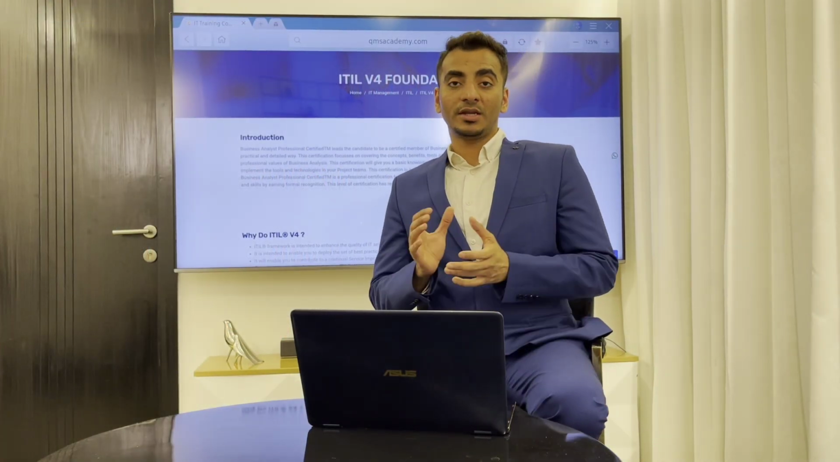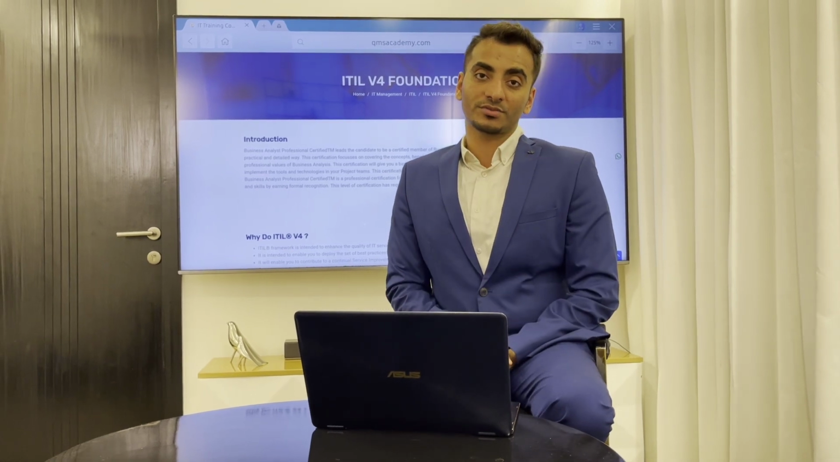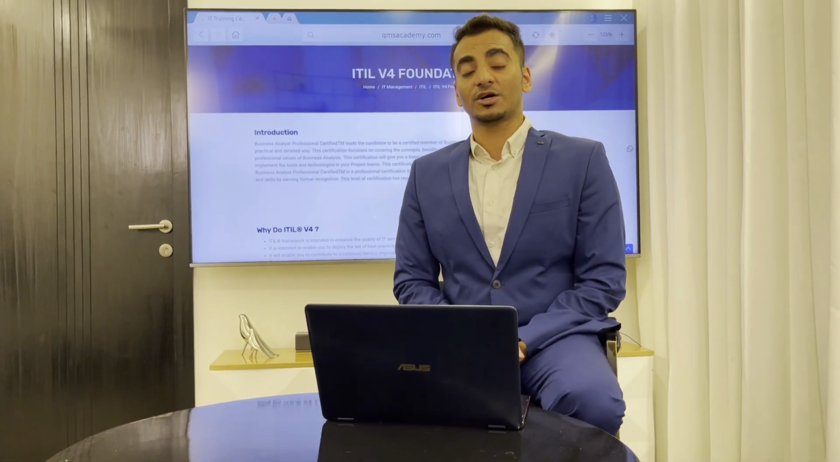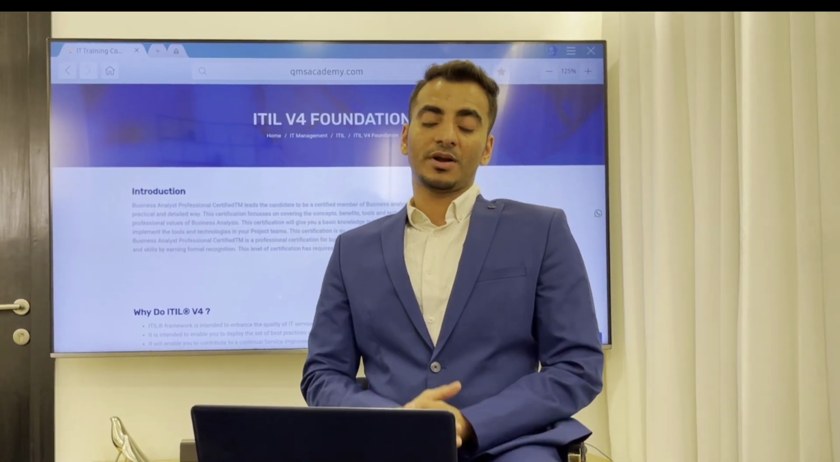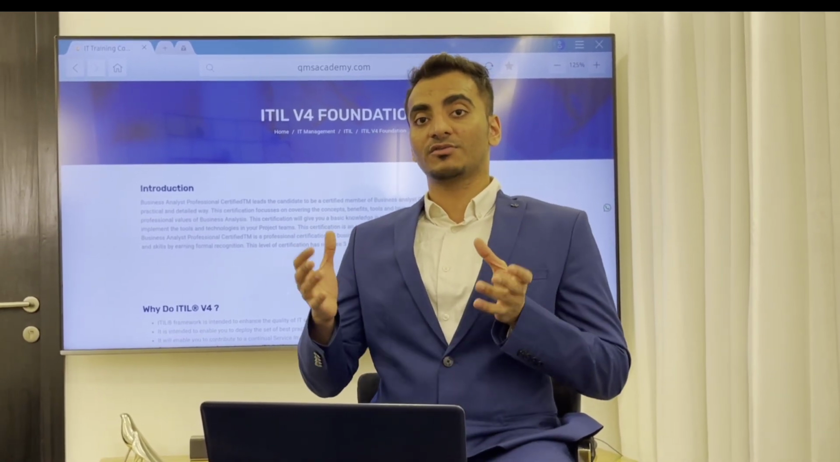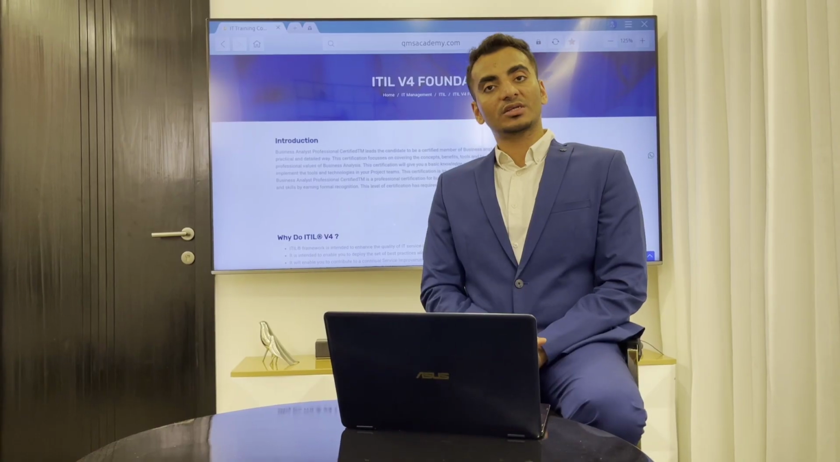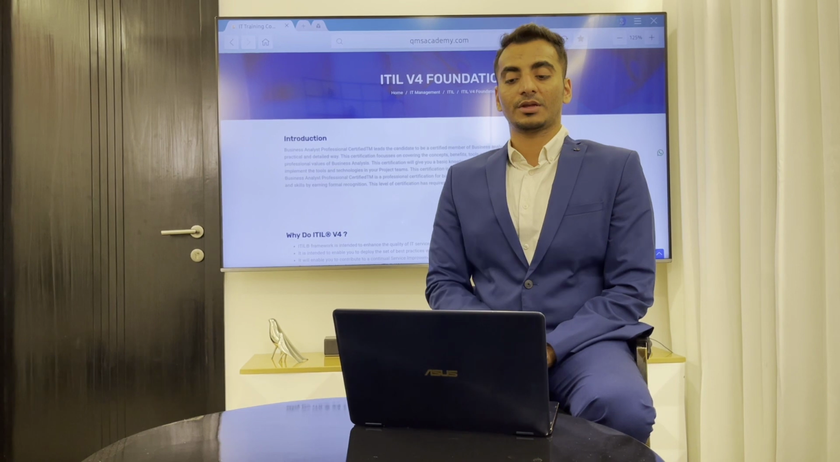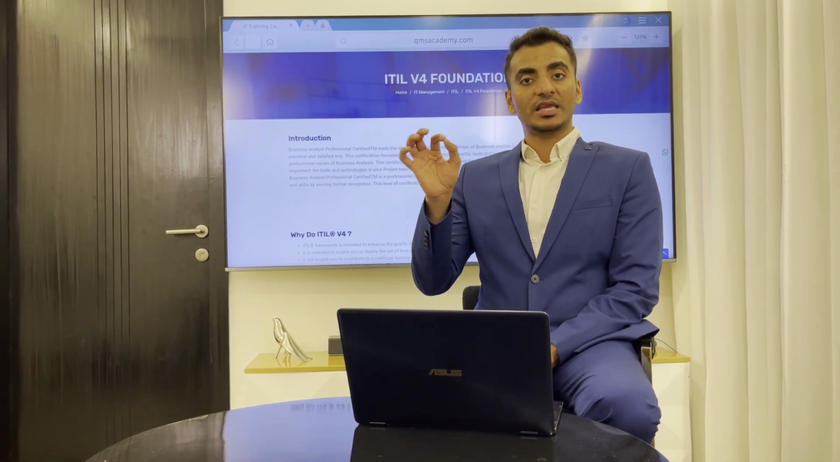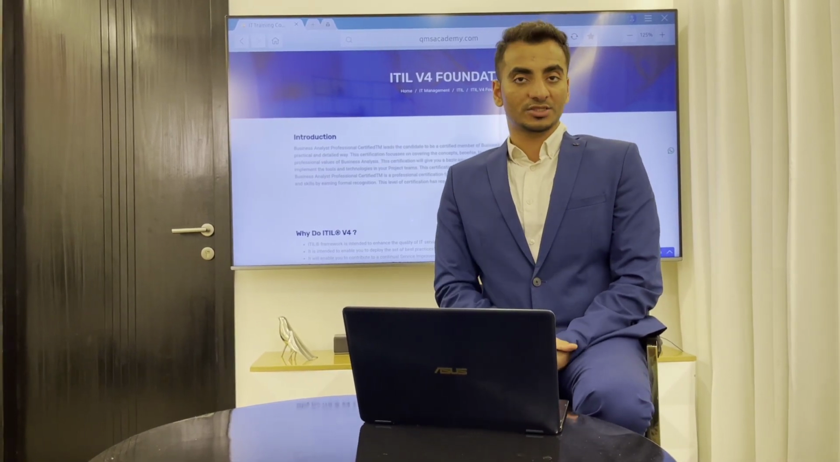Now, the main introduction in ITIL V4 is the concept of service. Definitely ITIL V3 also talked about service, but ITIL V4 talks about the service value stream. And what is the service value stream? If you see the slide, the service value stream defines each and every concept regarding services.